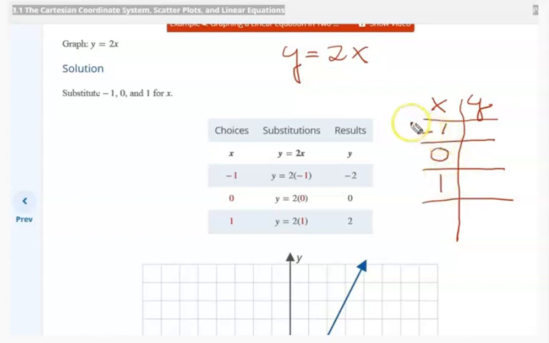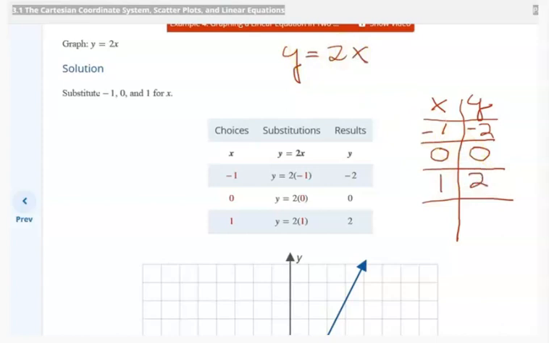So if x is a -1, 2 times -1 is a -2, so y would be a -2. Remember, x is our independent variable we put in, and then once we do that, we get a number on this side, gives us the value for y, which is our dependent variable. Now, if x is 0, y is 0. If x is 1, 2 times 1 is 2, y is 2.